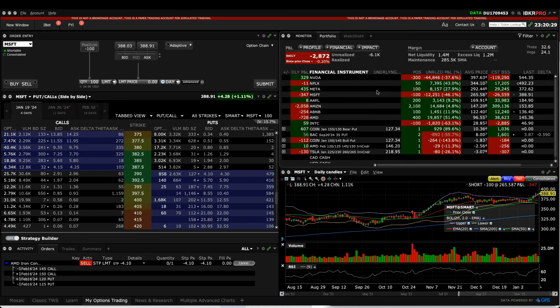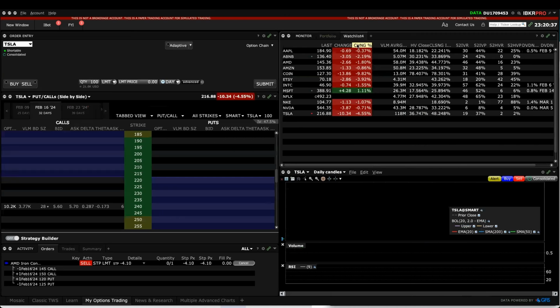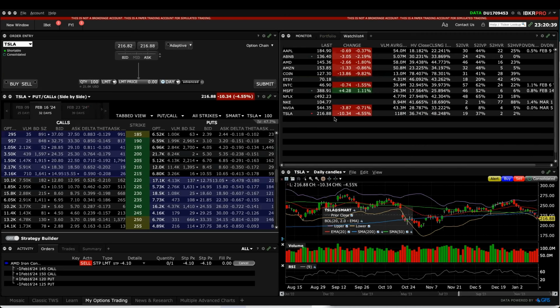So, as you may know, a poor man's covered call is also known as a synthetic covered call or a diagonal spread. And it's great for reducing the amount of capital you need to enter into a long term play on a trade. We're going to look at Tesla right here in our watch list. It's currently trading at the 216 level. And what we want to do is go ahead and select the first part of our poor man's covered call, which is, of course, buying a leap call option.